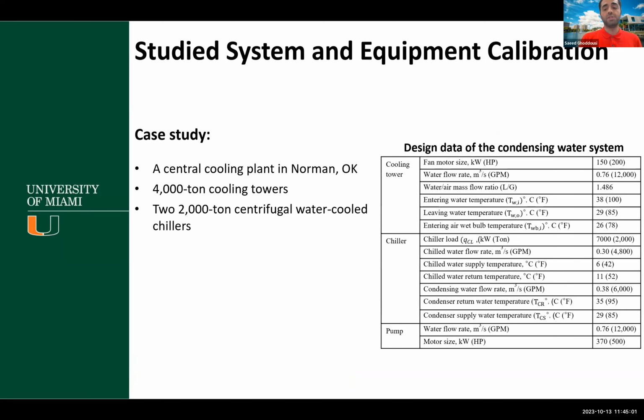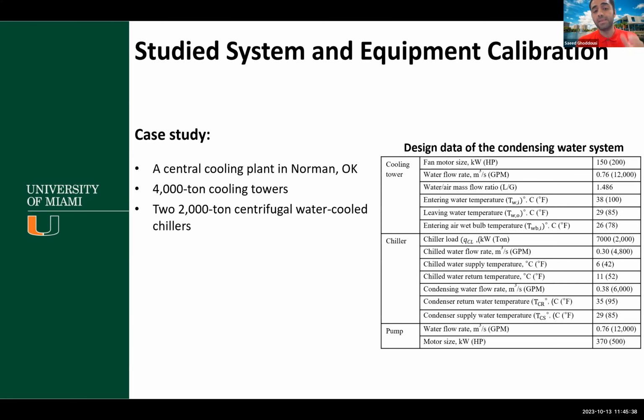Here we can project the leaving water temperature, and we have the cooling tower model, and also we have the chiller model. We can say that we have a total model of the cooling system, a total energy model of the cooling system. Now we need to calibrate on a real case study. We have a case study on a very large central cooling plant in Norman, Oklahoma. It has 4,000-ton cooling towers and also 2,000-ton centrifugal water-cooled chillers. You can find other specifications of our system in the table on the right-hand side.